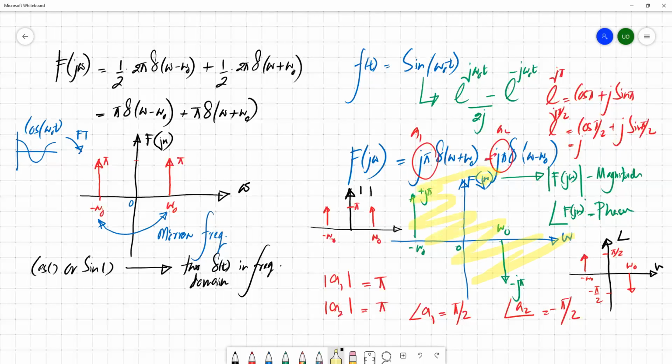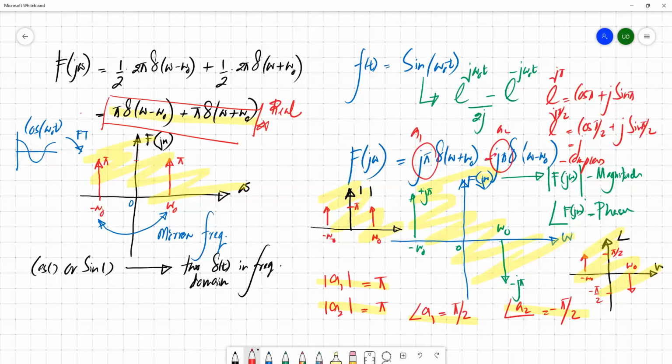You can just plot whatever the complex values are. Then you can come up with the magnitude separately and the phases separately, like here. So this is the spectrum for the cosine. It's a kind of a real function. But once it comes to sine omega t, this is basically a complex function, so you have j terms here. For cosine you don't have j terms, so it becomes a real function, while this becomes a complex function.